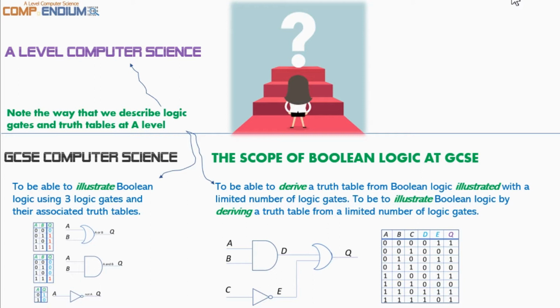So if you're wondering why I'm using quite a convoluted language here with derive and illustrate, for example, well, this is the way that we tend to think about and talk about to articulate the relationship between logic gates and truth tables and Boolean logic in general. In fact, at A level you'll begin to appreciate that truth tables and logic gates are one of the ways in which we illustrate Boolean logic, the bigger topic, and you'll get a sense of what that looks like a little bit later on in this video.